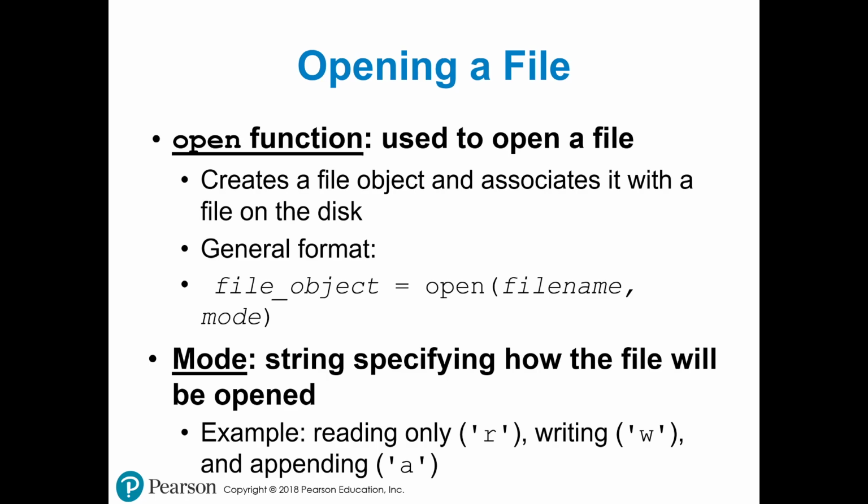So I'm reading the file in because I'm going to do something with it. If I want to write to the file, I need to put the W string in. And if I'm going to append to the file, I use the A string, right?